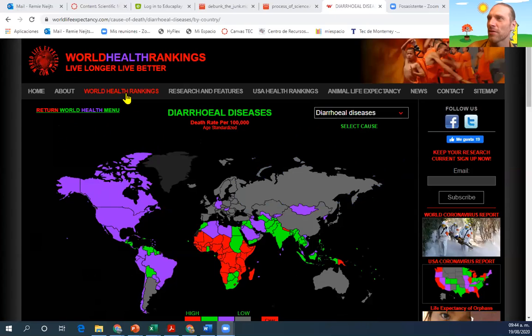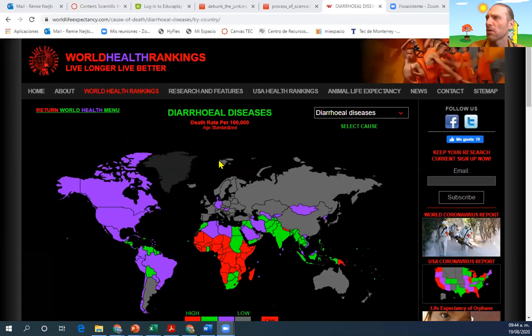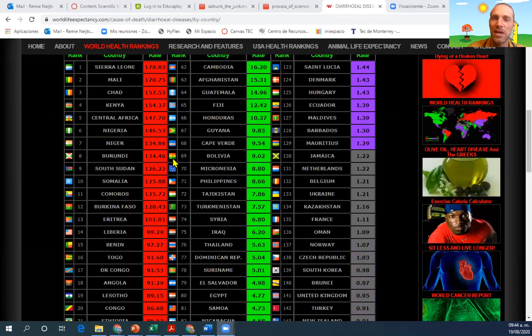For those who have interest, I quickly wanted to share with you the World Health Rankings of diarrheal diseases. In fact, diarrheal diseases include cholera, which is the example of John Snow. Of course, in Europe, it's very, very little. We have a little bit in Germany still, but it's not too much. It's not only cholera, it's also other bacterial infections. But you see here, especially in Africa, it's all red. The death rate is very, very high for diarrheal diseases because there is just no sanitation.